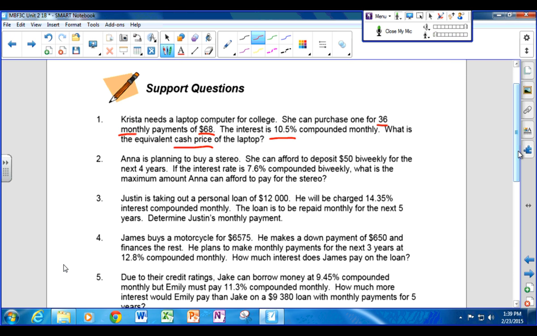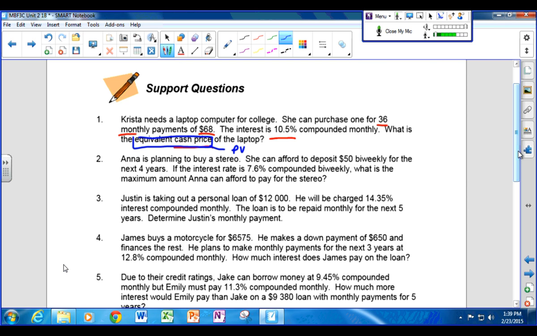So what do we need to know? The equivalent cash price. That's a very fancy way of saying the PV, the present value. This is what I mean by extracting information. Sometimes they'll say it in a very strange way, but really, when you're looking at these types of questions, either they want to know the PV or they want to know the payment. All right, let's give this one a try.